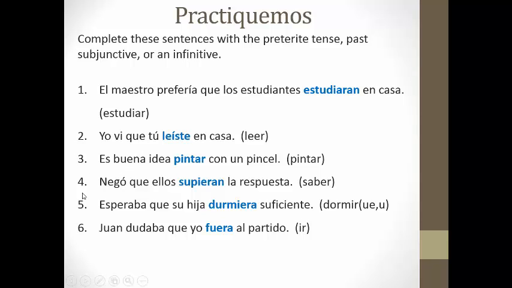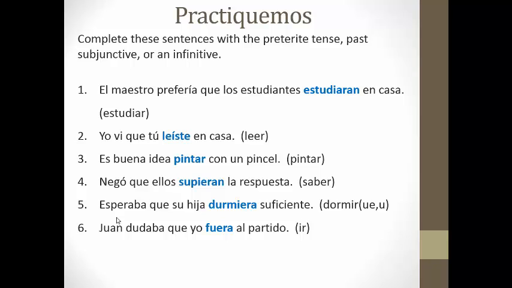Number 3, it's a good idea to paint with a paintbrush. There's no change in subject. No need for subjunctive here. Es buena idea pintar. Number 4, he denied that they knew the answer. He denied that they knew. Absolutely meets all 3 requirements. This is a subjunctive sentence. Supieran.